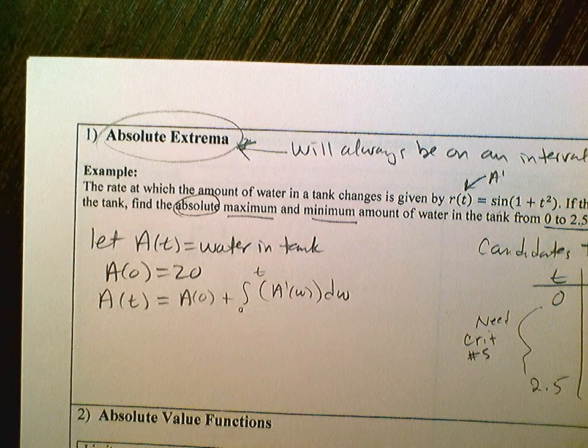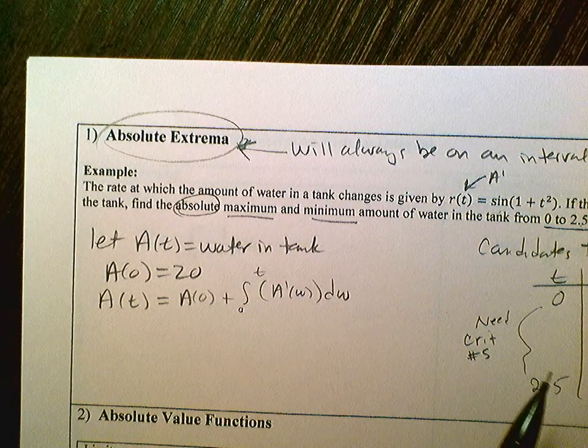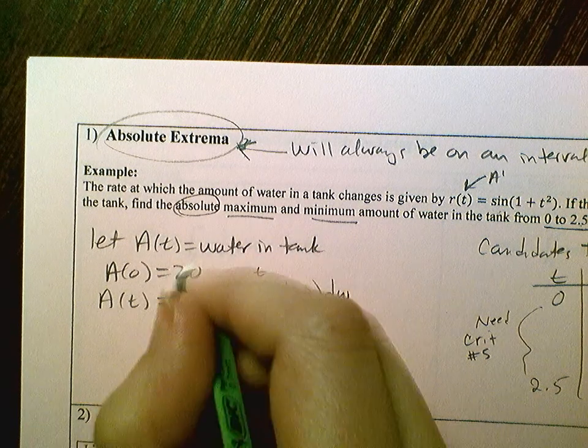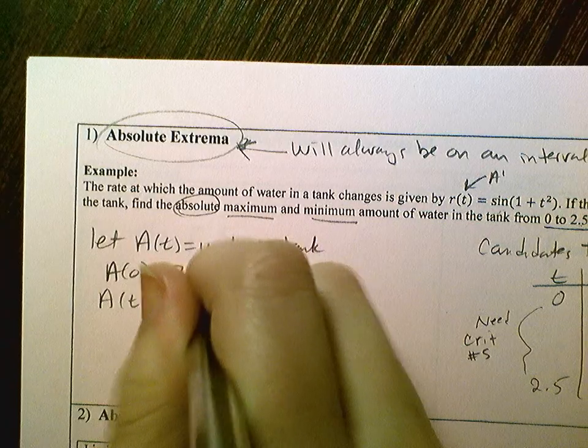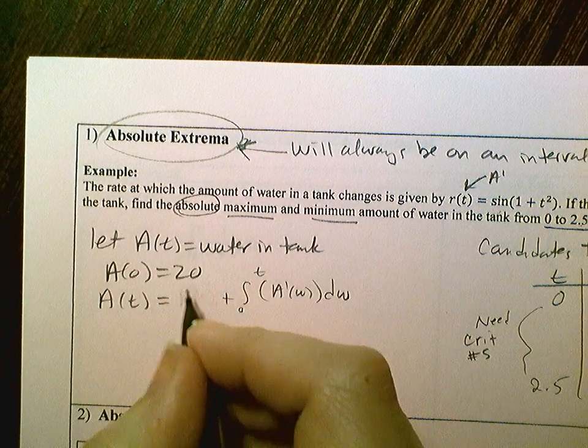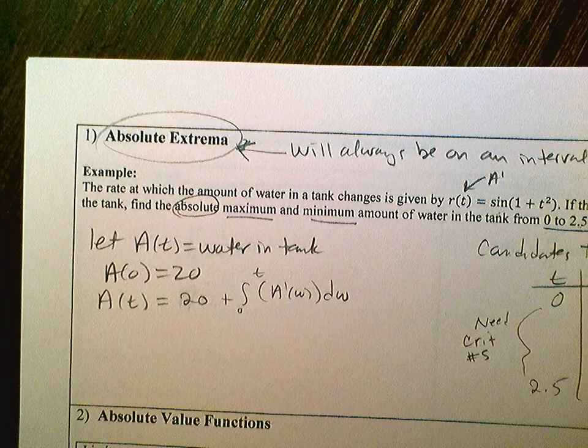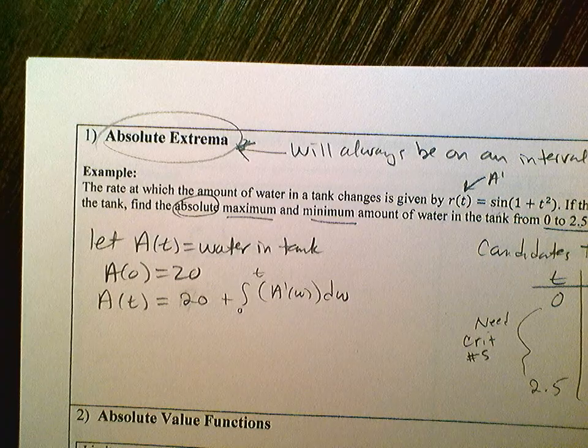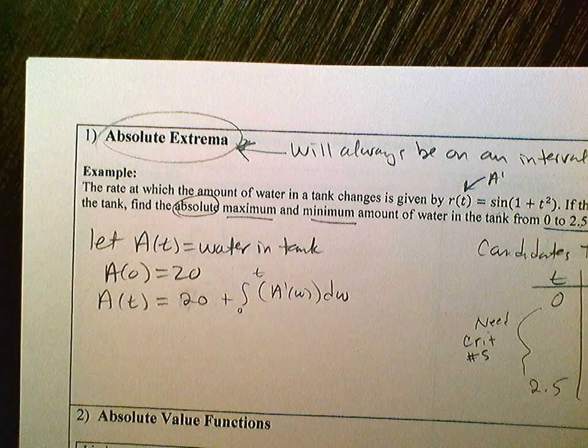So we're going to be using this to get the outputs over here. And by the way, A of 0, guys, I'm using a pencil this time. I don't normally, but A of 0 is 20. Okay, so that's our antiderivative right there. That's how we'll get our output values.